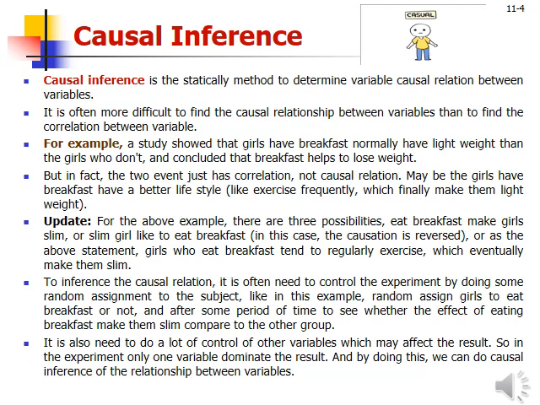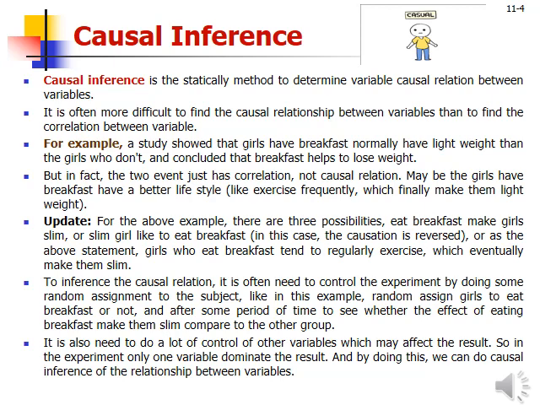For the above example, there are three possibilities. Eating breakfast makes girls slim, or slim girls like to eat breakfast. In this case, the causation is reversed. Or, as in the above statement, girls who eat breakfast tend to exercise regularly, which eventually makes them slim.